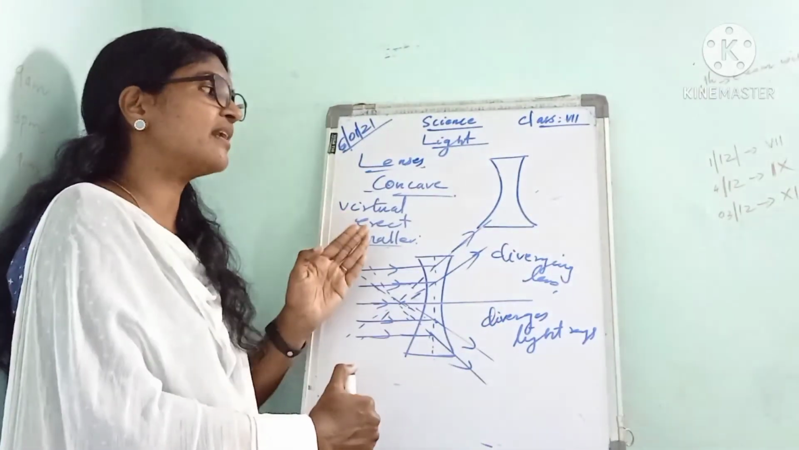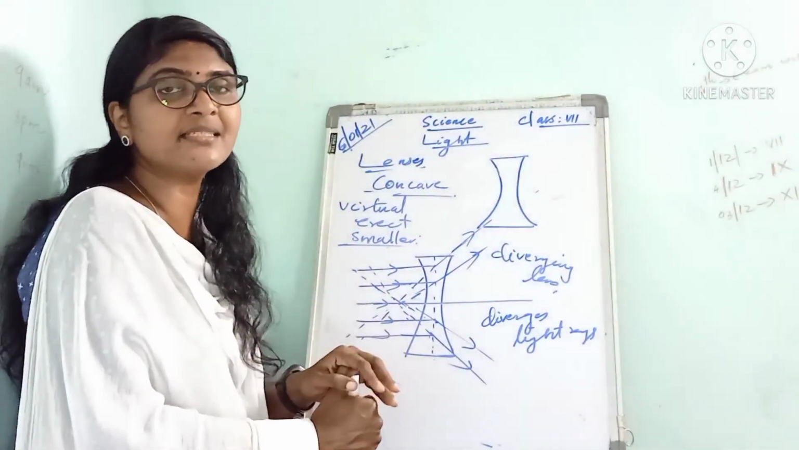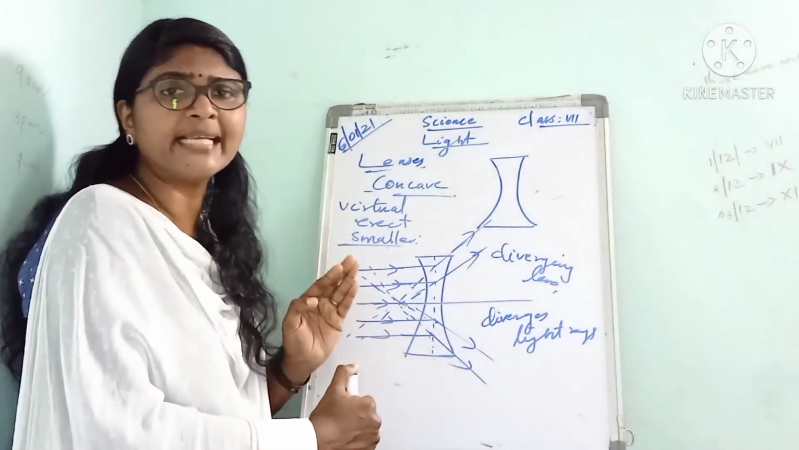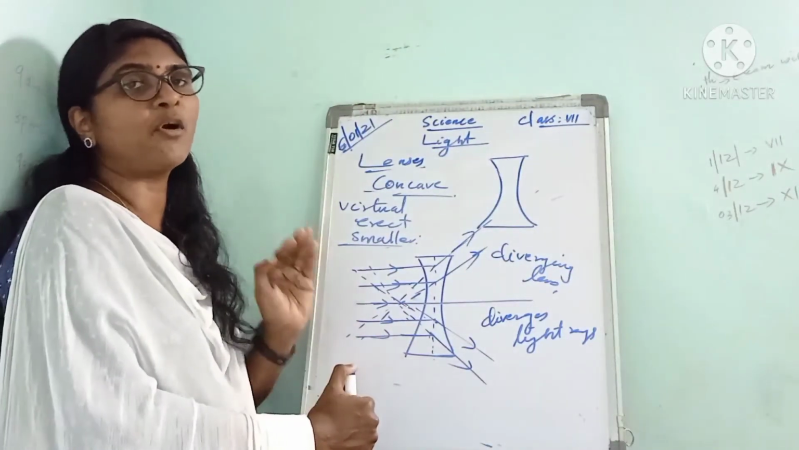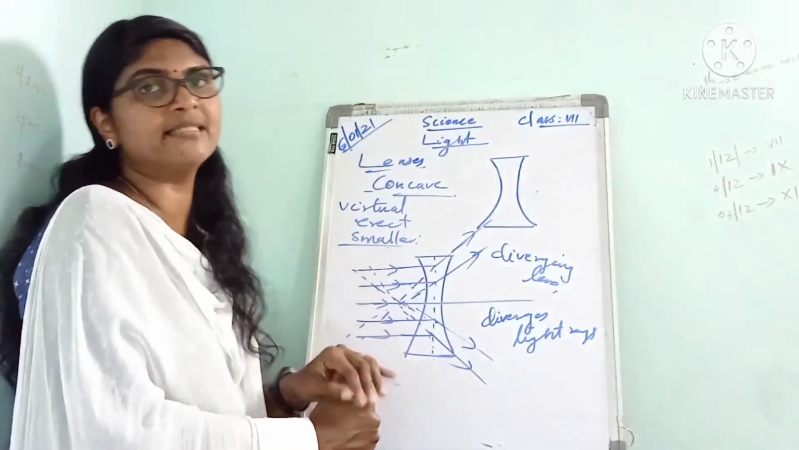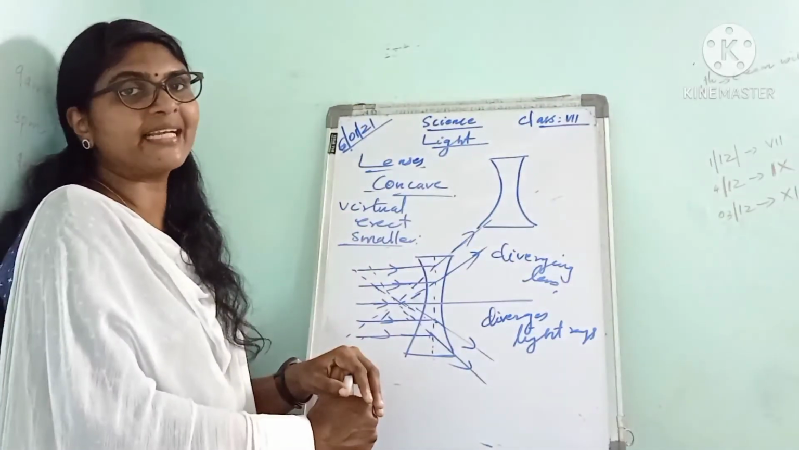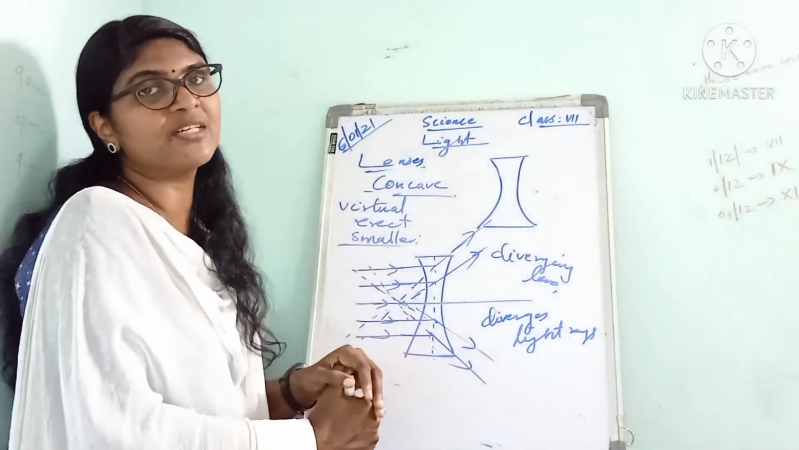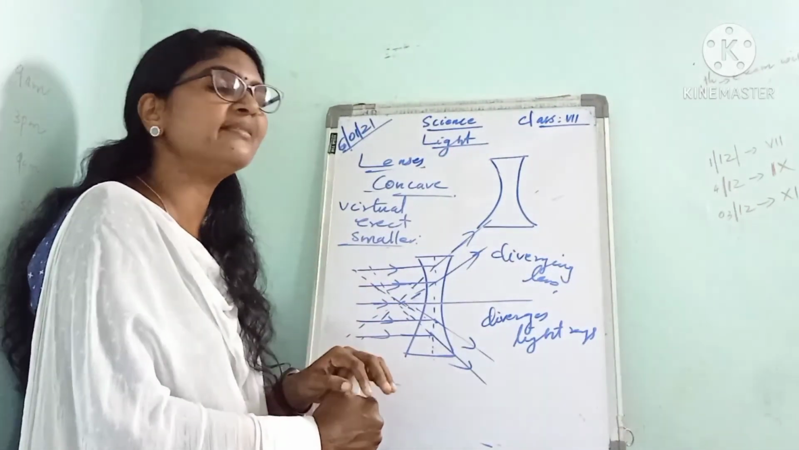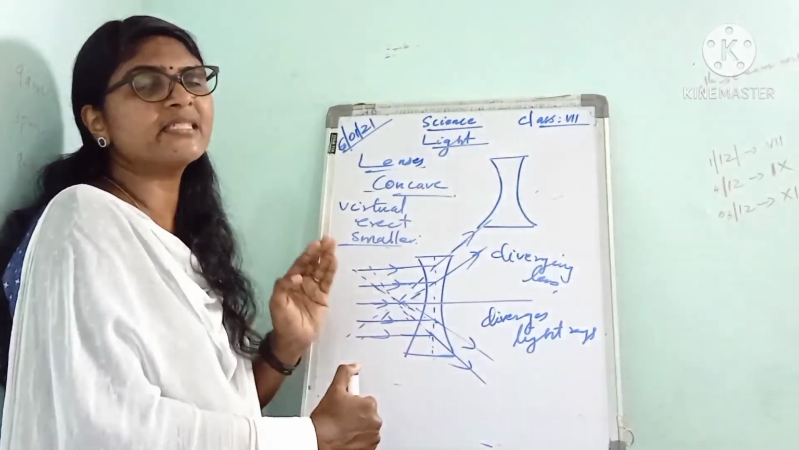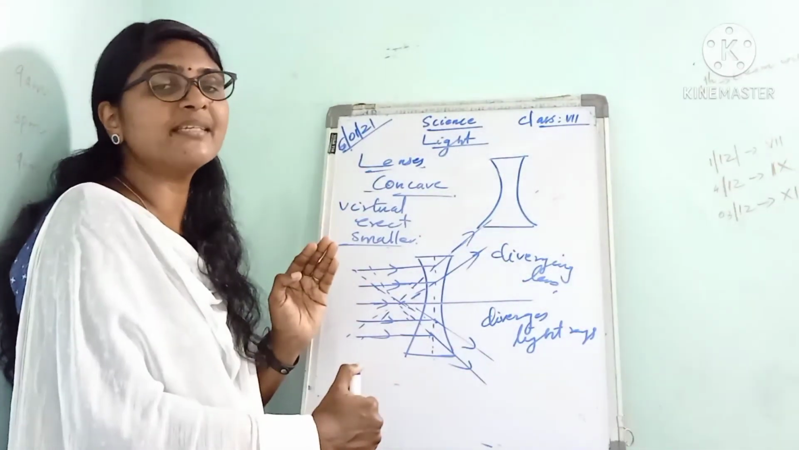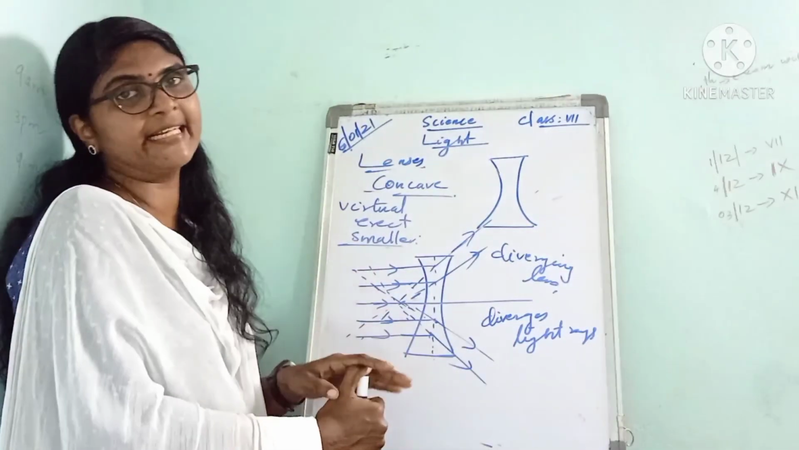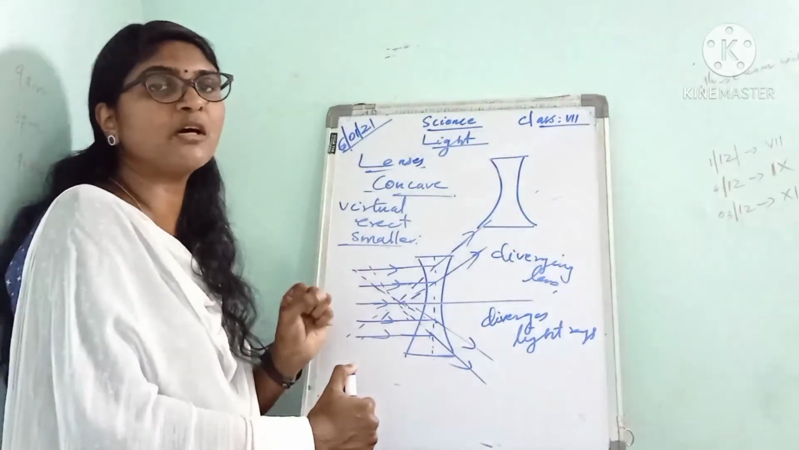Okay children, in today's class we have learned about spherical lenses. There are two types, concave and convex lens. A convex lens is thicker at the center than at the edges. It is a converging lens because it converges the light rays, that is, it concentrates light at a particular point. The convex lens is used as a magnifying lens, in microscopes, and in spectacles for persons who are not able to see nearby objects clearly. These are the uses of the convex lens.